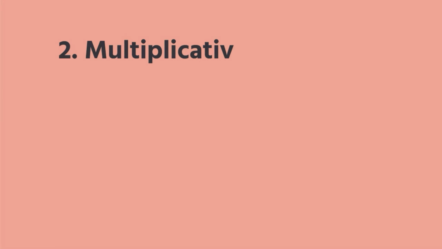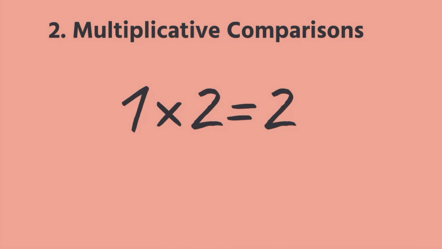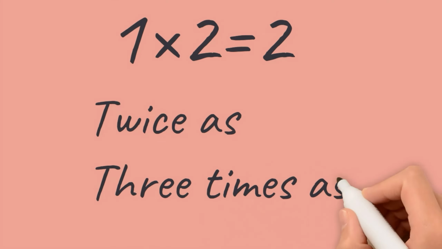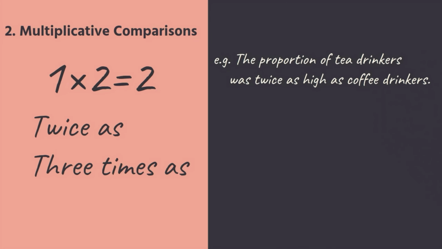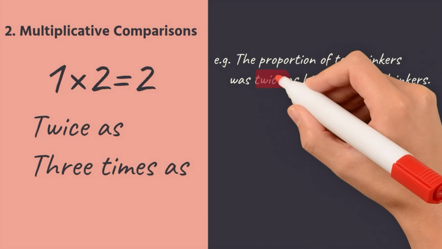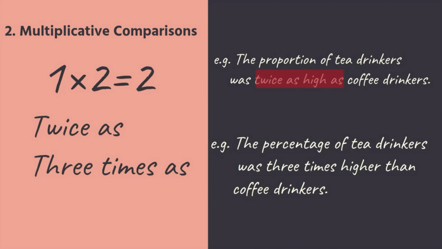Second, multiplicative comparisons. This approach focuses on comparing one category as a multiple of another, such as twice as, 3 times as. For example, the proportion of tea drinkers was twice as high as coffee drinkers, or the percentage of tea drinkers was 3 times higher than coffee drinkers.